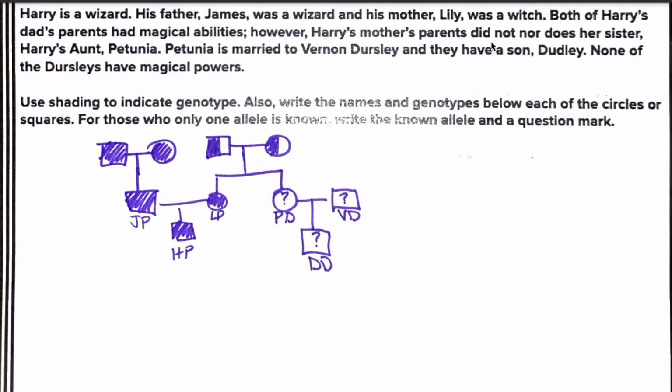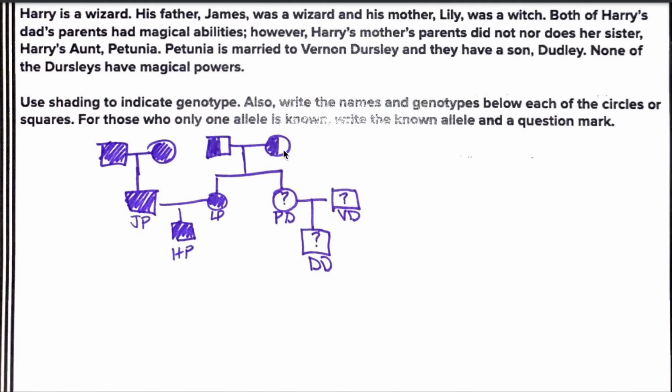Harry's mother's parents did not have magical abilities, nor did her sister, Aunt Petunia. Okay, so none of these people between Lily's family had magical abilities, just Lily. But this is where it gets complicated. So we go up, we can connect that one really easy to her sister, and then we get this vertical line up here connecting the parents.